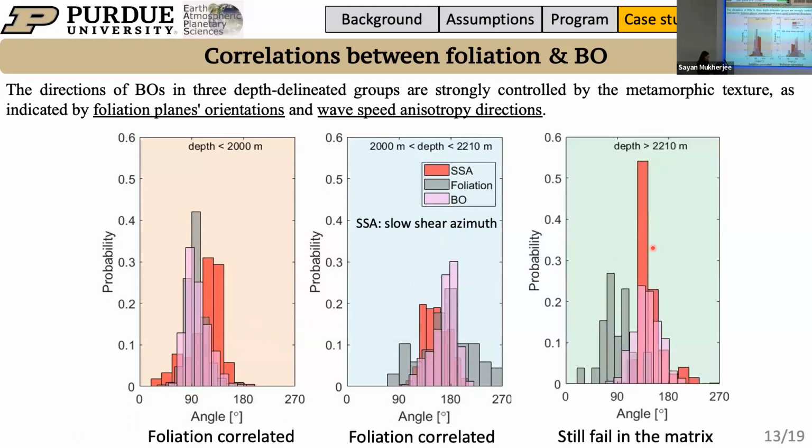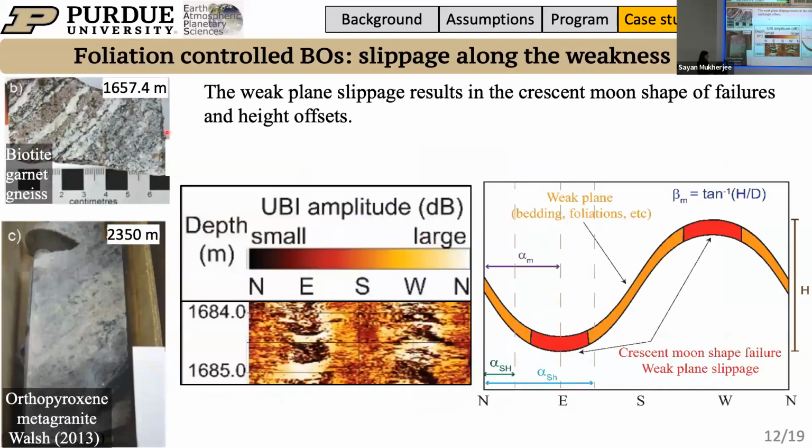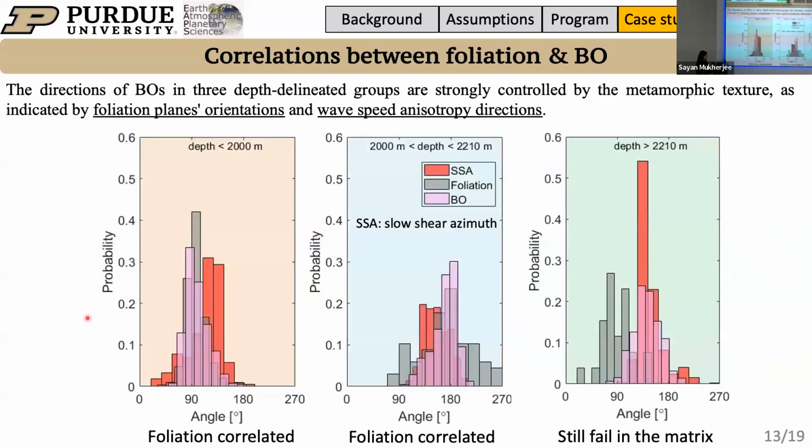And then here is the result for the lowest depth section. We can see that for these steps we actually have an offset between the breakout and the foliation. That means in the lowest depth section, the failure may still be in the rock matrix. The reason for this difference is that if we go back, we can see that at the first depth sections the rock is very heavily foliated, but at the bottom the rock is less foliated. So it may also explain what happens here.